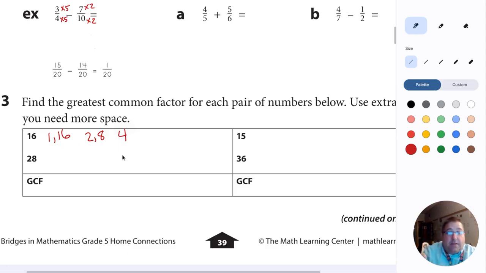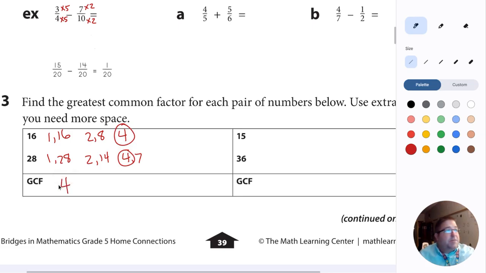Just start at 1 and go one number at a time till you loop around. 4 worked, and then 5, we don't need to keep going because it was 4 times 4. So we're good. How about this one? 1 times 28. 2 times 14. How about 3? No. Okay, 4 times 7. 5 doesn't work. 6 doesn't work. And we already said 7, so we know we're done. What was the largest number that they both shared? It is indeed the number 4.